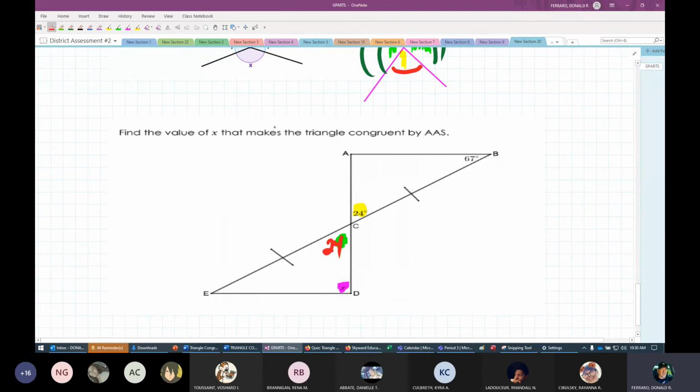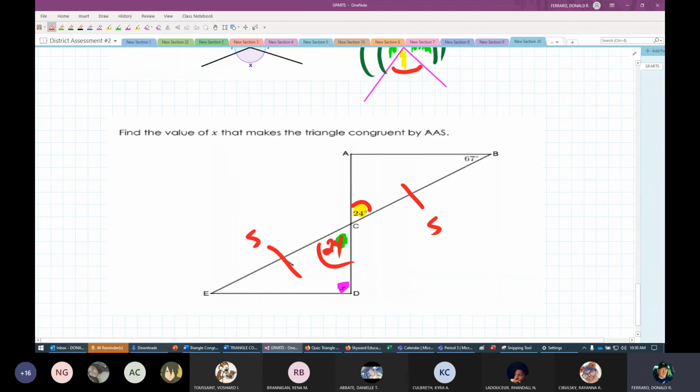Since they're telling us to find the value of X that makes the triangles congruent, well, we already know we have a side. These sides are congruent, all right? So that's side, and that is side. Now, we also know we've got an angle that is congruent, 24 and 24. So I'll do that with a single angle tick mark. And now X has to match A. So we have to figure out what the value of A is. Because they give us 24 and they give us 67.